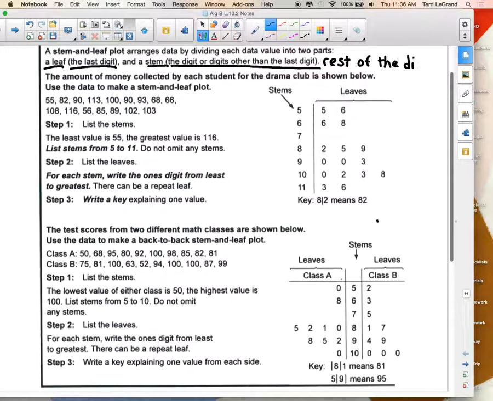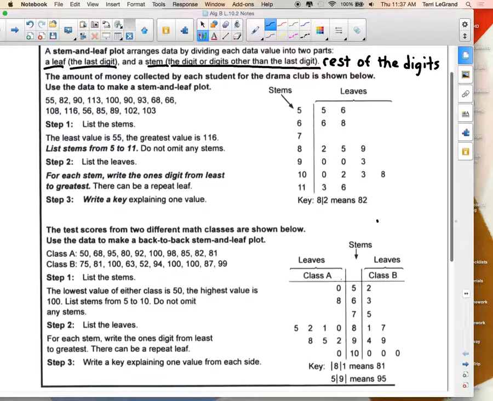So if your data set has something in the thousands, your stem is going to have 3 digits to it. And your leaf is still going to represent just the ones place. Okay? So in this particular one, it tells us that the amount of money collected by each student for the drama club is shown below. So they must have been collecting some money. Use the data to make a stem and leaf plot.